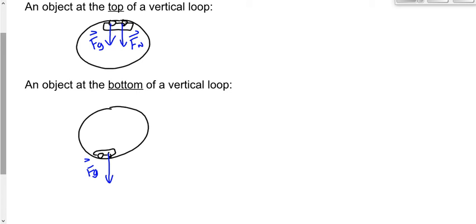The normal force. Which way does the normal force act at the bottom? Upwards. And we know that the normal force, when we're at the bottom of the circle, is bigger than gravity. At the top, don't know. Depends on the situation. At the bottom, the normal force has to be bigger. Can anybody explain to me why the normal force has to be bigger when you're at the bottom?